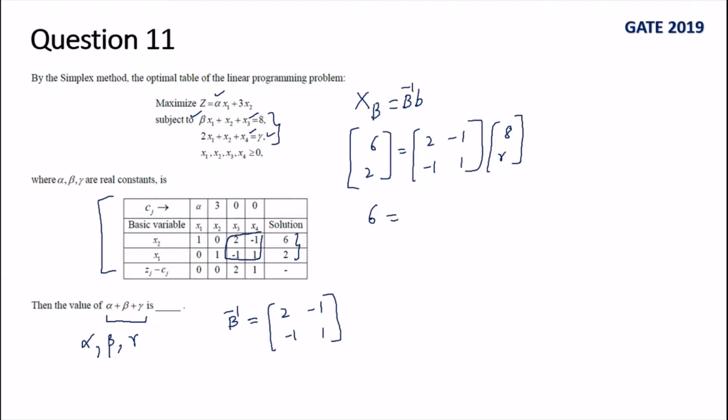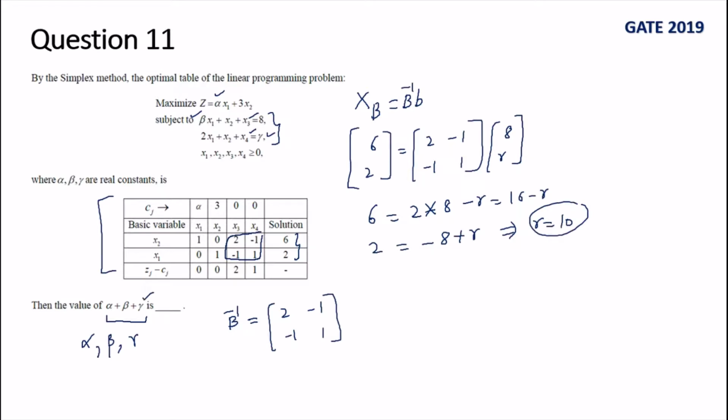So 6 is equal to 2 into 8 minus gamma, that is 16 minus gamma, and 2 is equal to minus 8 plus gamma. Whichever you use, you can find the value of gamma. So gamma clearly turns out to be 10. So we have the value of one unknown, gamma equals 10.